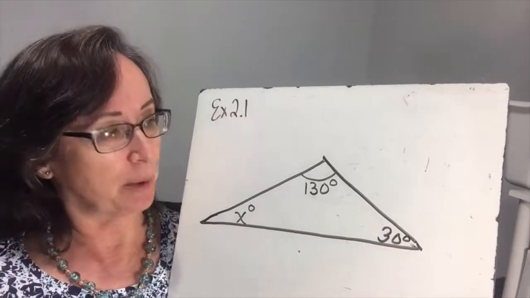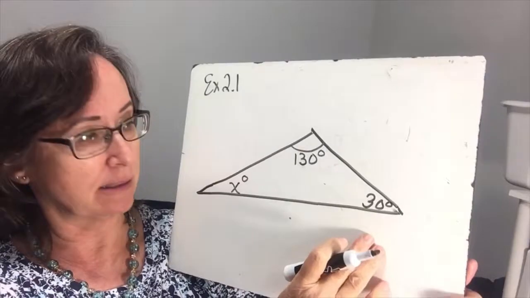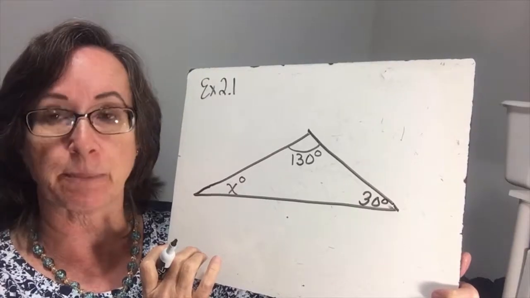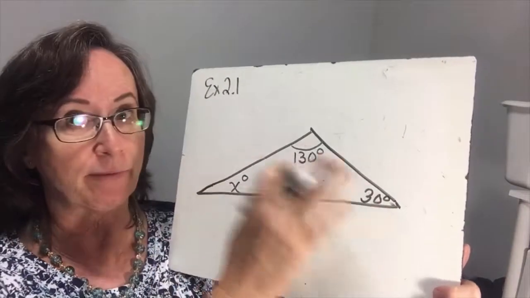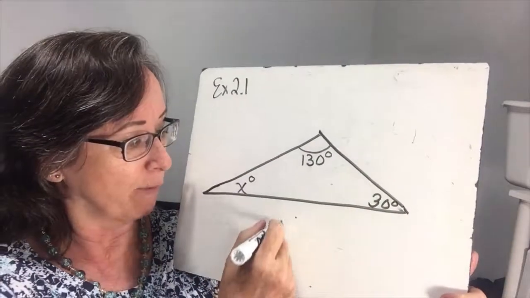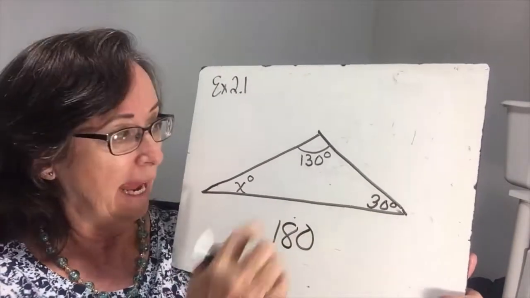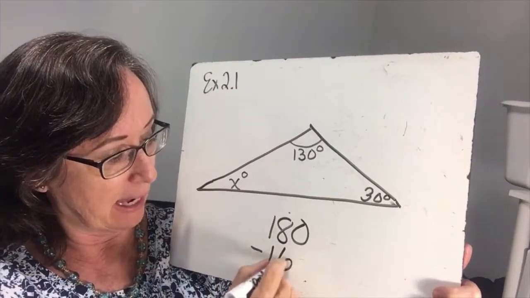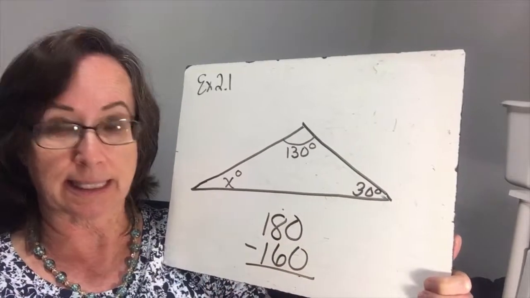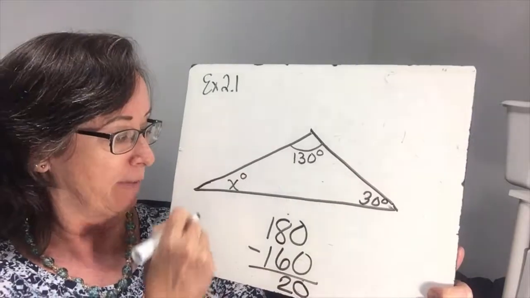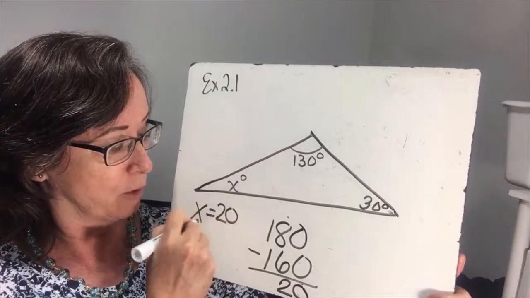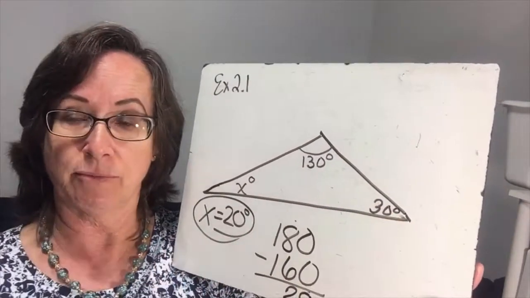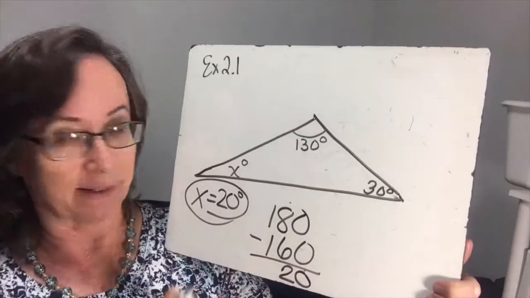Here we have a missing angle problem. We have three angles, a 30, a 130, and an x. We don't know what the x is, but we do know that our rule is the sum of all the angles must be 180. So if 180 is the sum for all, and I already have a 130 plus a 30, or 160, then I'm going to subtract 160 from 180, and I'm going to find out that x must be equal to 20 degrees, because every triangle has a sum of 180 degrees in its angles.